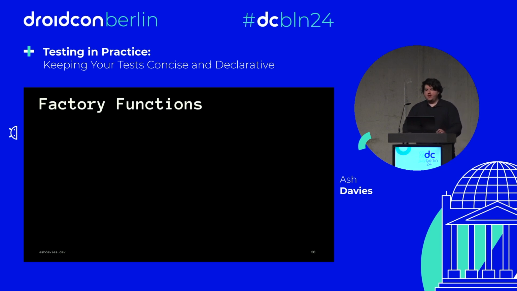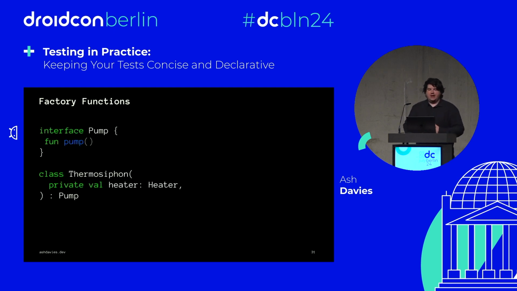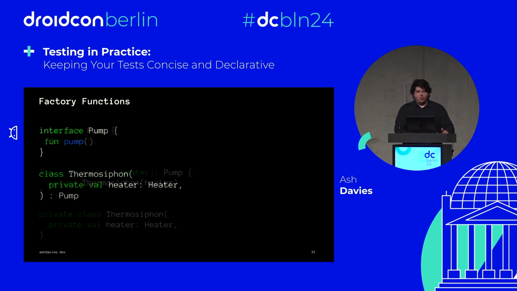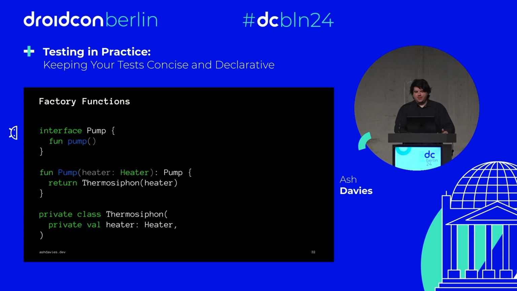So one of my favorite coding conventions in Kotlin is called a factory function. And this is quite similar to a class constructor, for example, and then you can have it linked to the implementation. So the constructor itself is just a function. Here we have a thermosiphon that takes a heater as an argument. And we can then just abstract that away, turning it into an interface. And then that interface will have a top-level constructor function, which does that thing.